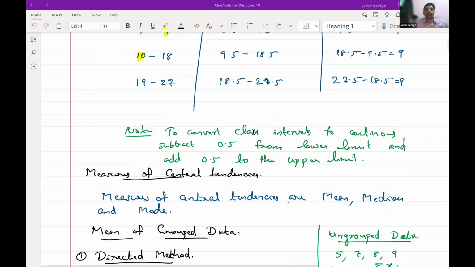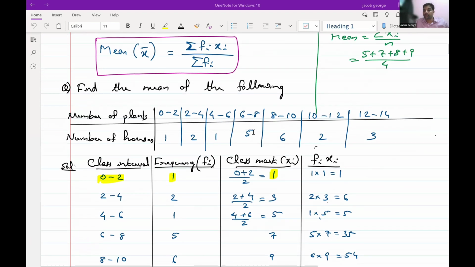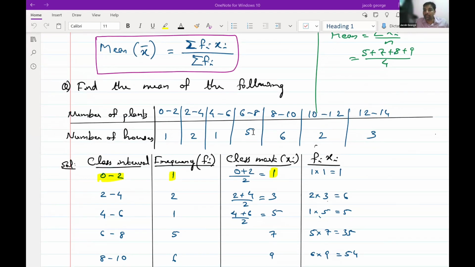For example, here 0 to 2. The mid value is 0 plus 2 by 2. That is 1. In between 0 and 2, the middle value is 1. Then 2 to 4. The middle value is 2 plus 4 by 2, that is 3. Like this, we can find the class mark or the middle value of each class. Is it clear, that class mark finding column?